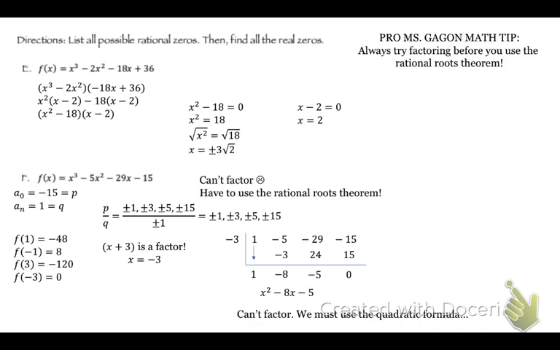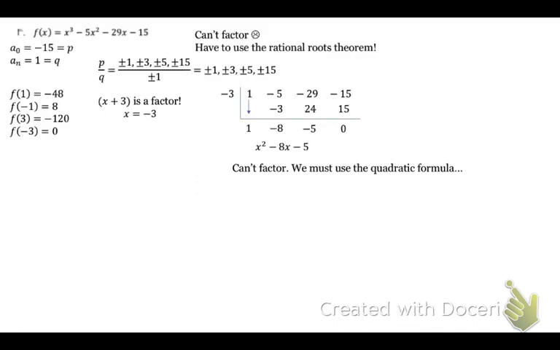Now, there is nothing that will multiply to be negative 5 and add to be negative 8. So we have to use the dreaded quadratic formula. Yeah, yay, we love quadratic formula. So the quadratic formula is x equals negative b plus or minus the square root of b squared minus 4ac all over 2a. And you should have memorized that last year.